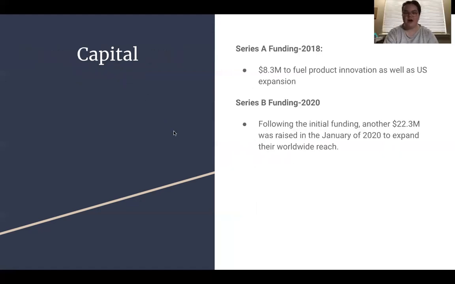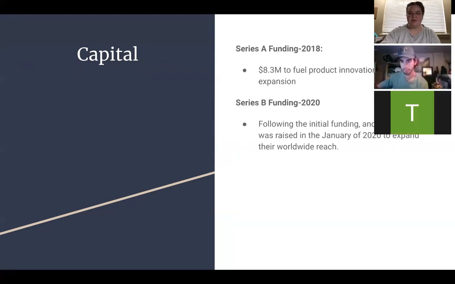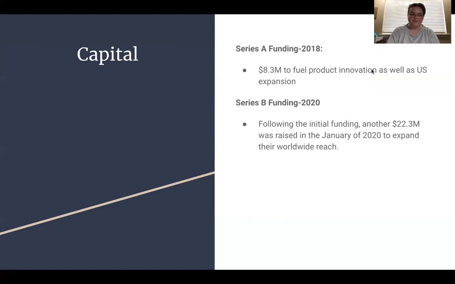All right. As far as how much money they've been able to raise thus far, in 2018, they did their Series A funding and they raised $8.3 million. This was mainly to fuel the product innovation as well as their expansion in the US market. Then 2 years later, at the beginning of this year, January of 2020, the company went into their Series B funding of $22.3 million. And this was mainly to expand their worldwide reach.